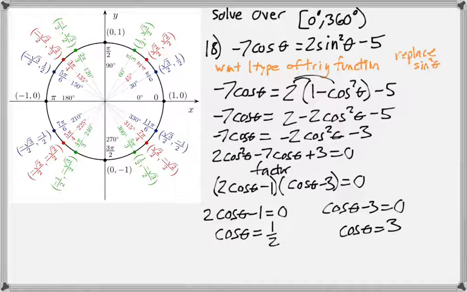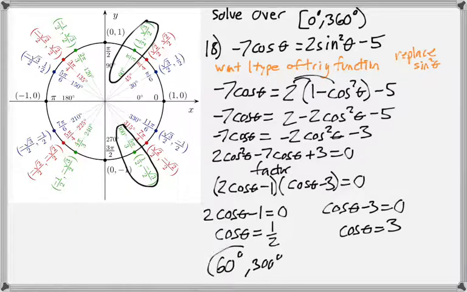So where is cosine of theta 1/2? Or where is the x value on the unit circle equal to 1/2? That would be here at 60 and here at 300. And then where is cosine of theta equal to 3? So where is x equal to 3? It's actually never on the unit circle equal to 3. So our answer is just 60 and 300.